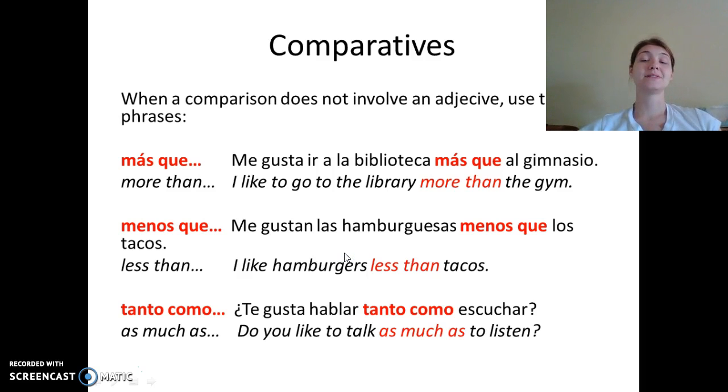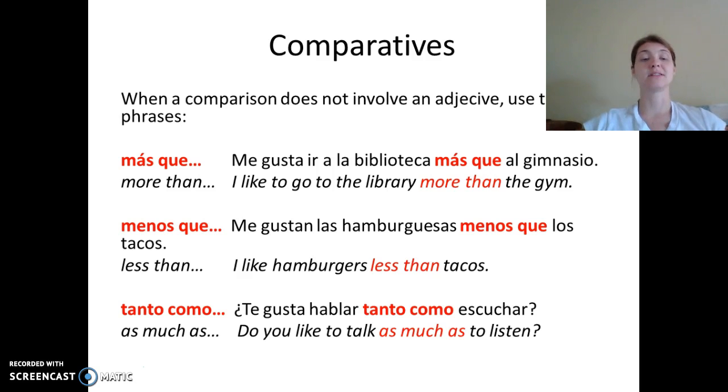When a comparison does not involve an adjective, use these phrases. They're very similar to the phrases from the previous slide. You just take the adjective out. Más que means more than. Me gusta ir a la biblioteca más que al gimnasio. I like to go to the library more than the gym.